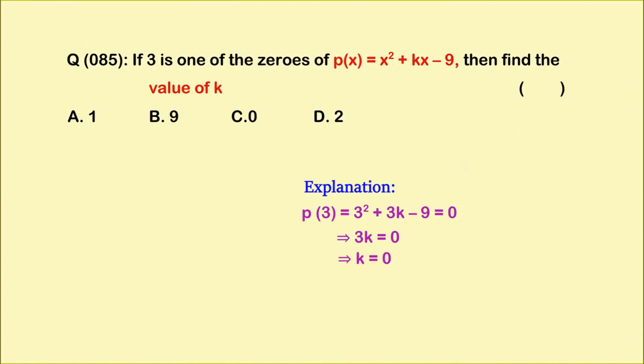Question number 85. If 3 is one of the zeros of p of x is equal to x square plus kx minus 9, then find the value of k. In the question, given that p of x is equal to x square plus kx minus 9 and 3 is one of the zeros, it means x is equal to 3. If you substitute the value of x as 3 in the given expression, p of 3 is equal to 3 square plus 3k minus 9, that is equal to 0. So 3 square is nothing but 9, plus 9 minus 9 get cancelled. So 3k is equal to 0, k is equal to 0 by 3, that is equal to 0. So the right answer is C.